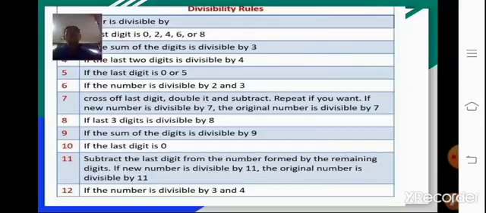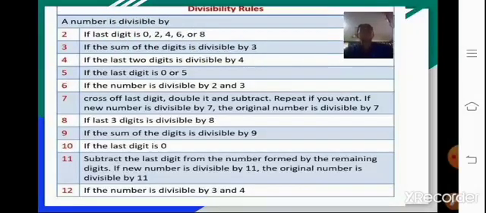Now what are the divisibility rules of different numbers? Suppose you want to know whether a number is divisible by 2 or 3 or 4, there are certain rules which you have to keep in mind so that you come to know that the number is divisible by another number. A number is divisible by 2 if the last digit in the ones place is 0, 2, 4, 6 or 8. I'll be explaining you one by one again.